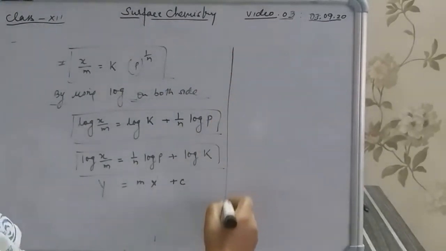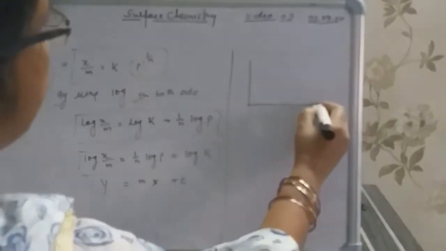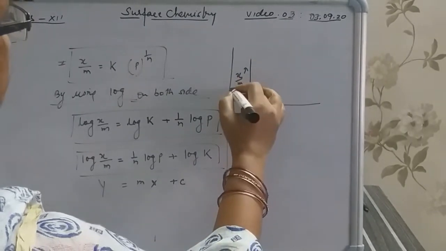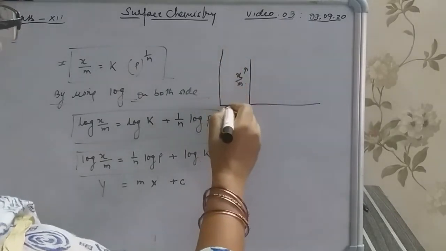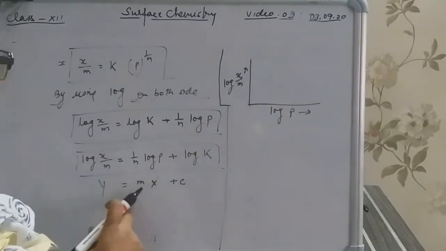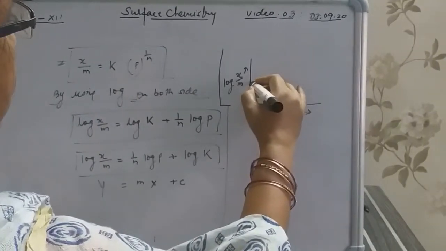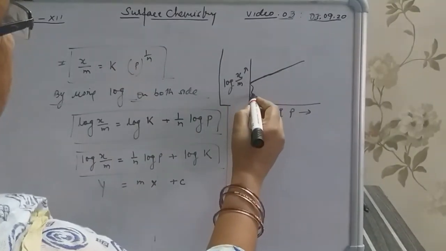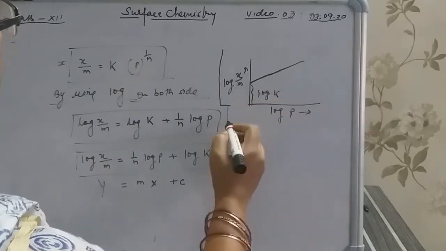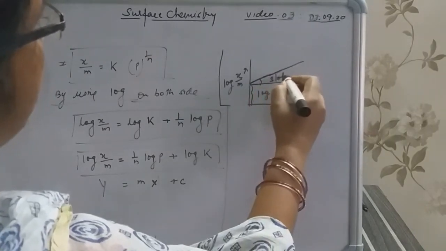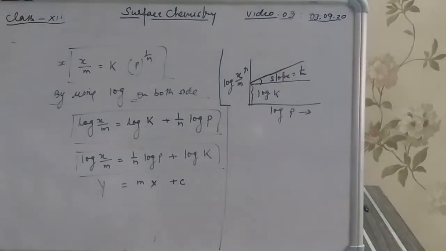Like this, log x by m against log p. So the intercept c, this graph forms like this, and here is the intercept, which is log k, and this is the slope, which is equal to 1 by n. So he plotted a graph like this.